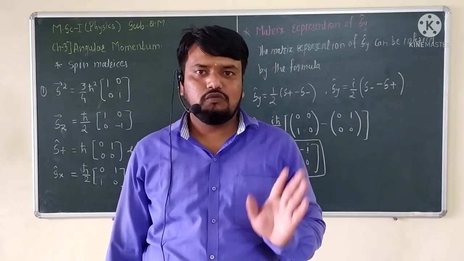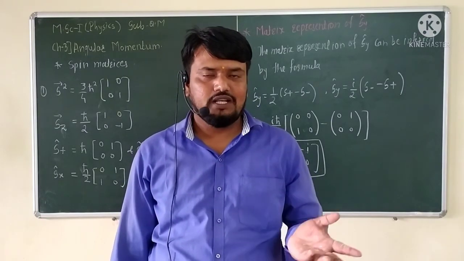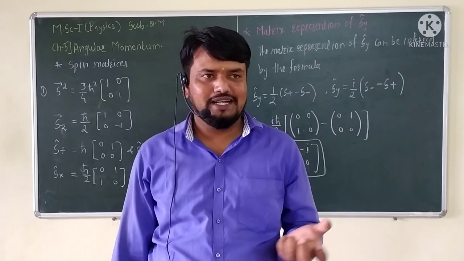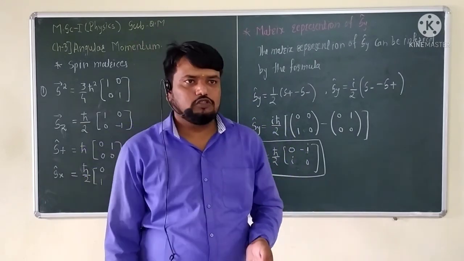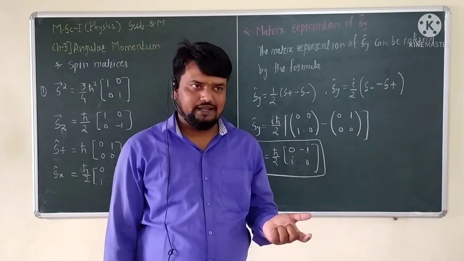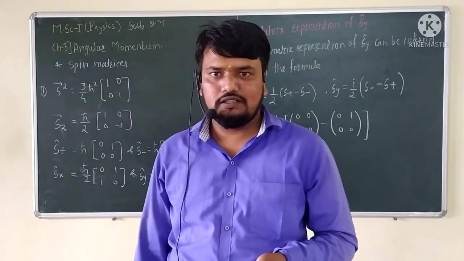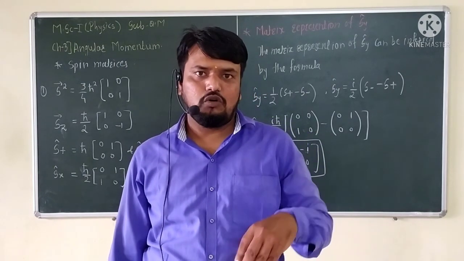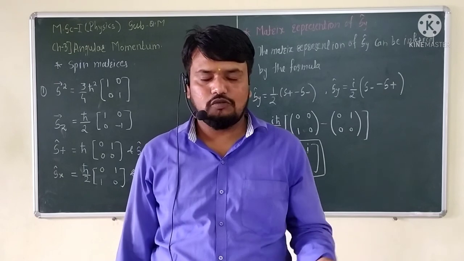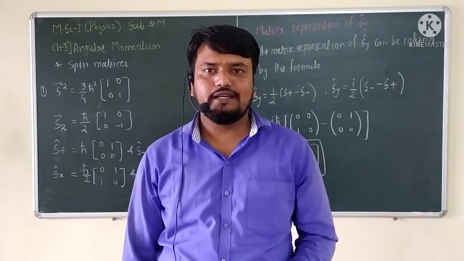This is the spin matrix representation of spin angular momentum. In the next lecture we will see the Pauli spin matrices theory, where Si is equal to h cross by 2 times sigma i. Depending on this formula, we will calculate the Pauli spin matrices and the vectors for spin up and spin down. Thank you.